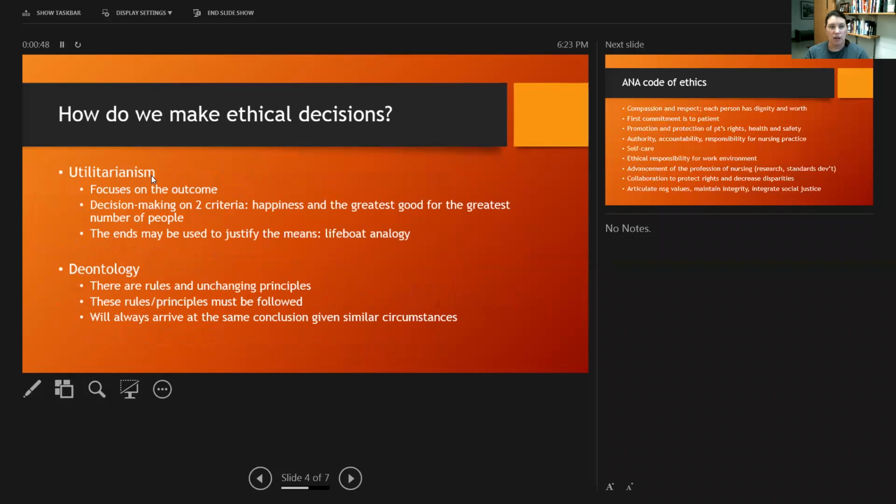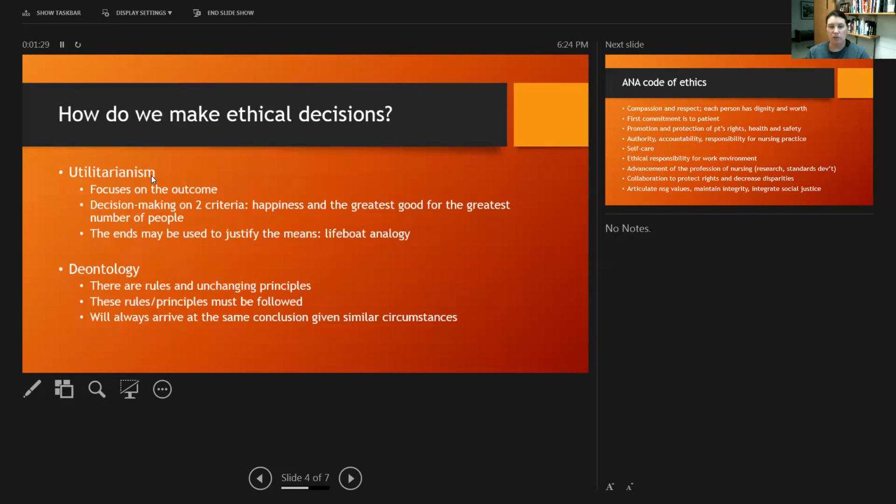Here are some things that I want you to think about when you're making an ethical decision. So again, these are the ones that I want you to see describing in your paper. Utilitarianism, deontology, those sorts of things, if you can. So this idea of utilitarianism is focused on the outcome. You're making a decision based on two criteria: how much happiness is this decision going to make, and are we going to have the greatest good for the greatest number of people if we make this decision? The ends may be used to justify the means.